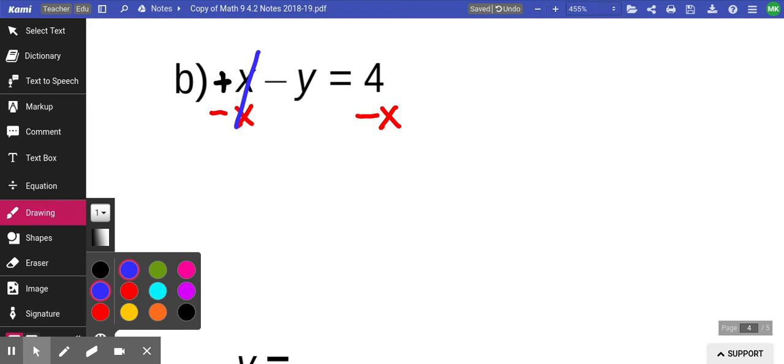On the left-hand side, I still have negative y equals 4, and then minus x is now there. Right? We've moved it to the other side.